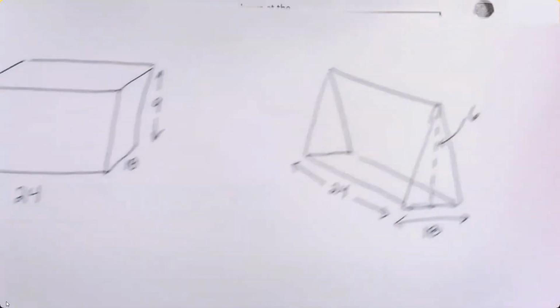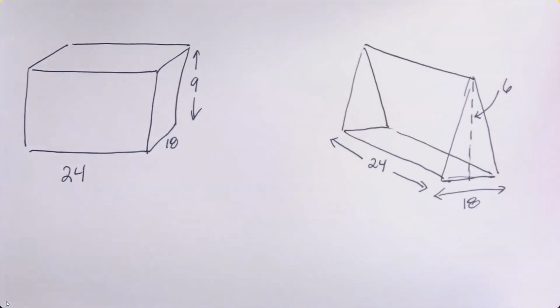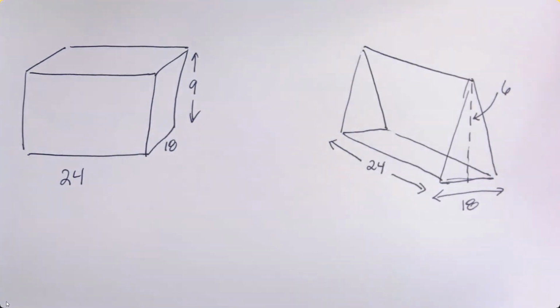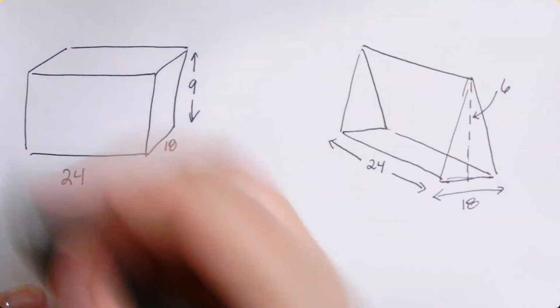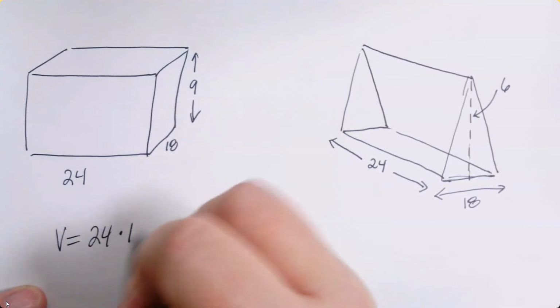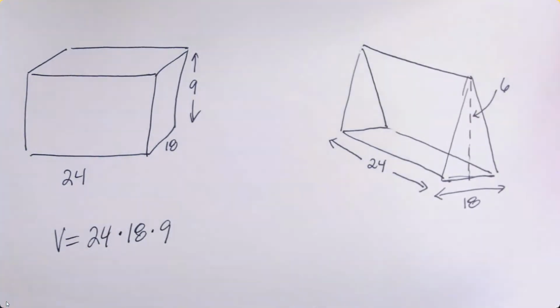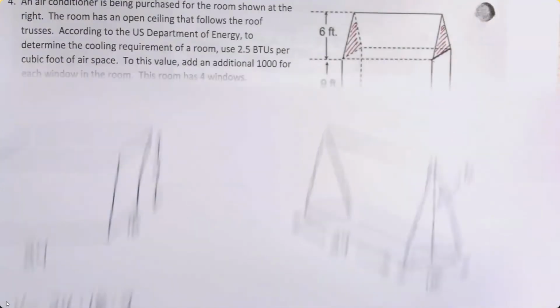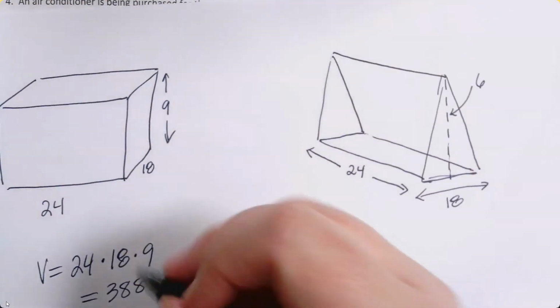All right, so we're trying to find the volumes of this rectangular prism and this triangular prism, and then we're going to add them together. So you might want to pause and do it now. All right, volume of a rectangular prism is just length times width times height, where you multiply all the dimensions. So 24 times 18 times 9 gives me 3,888 units. I think they are feet, cubic feet. Okay.